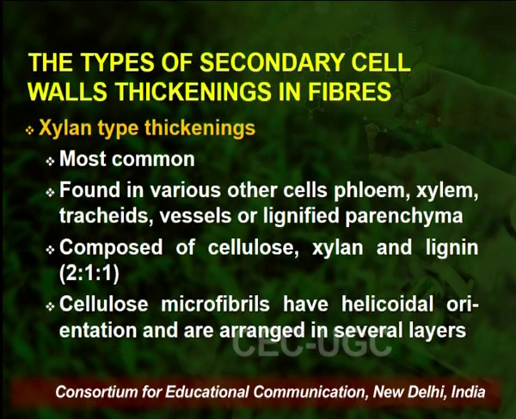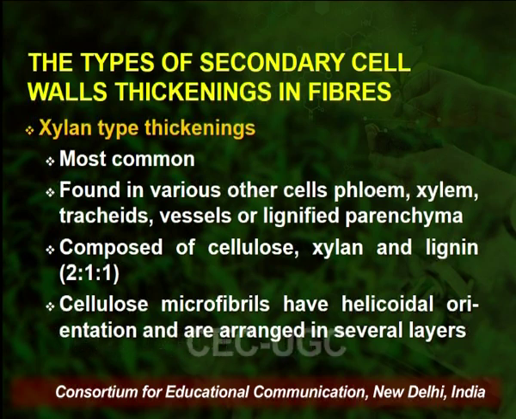they are found in xylem tracheids, they are found in xylem vessels. Such kind of thickenings are also found in the lignified parenchymatous cells. So, we can say that these types of xylem thickenings are not only present on fibers, but they are also present on the other cells or tissues present in the plant.